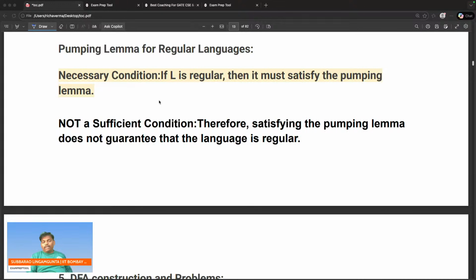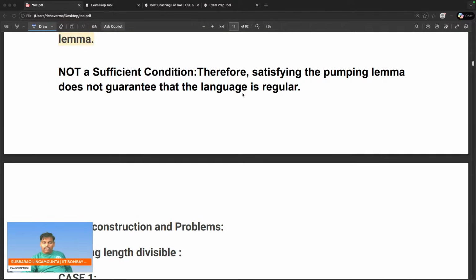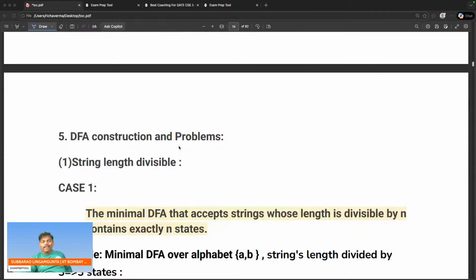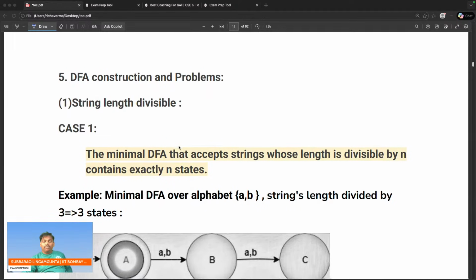Just remember what is pumping lemma. If a given language is regular, it should satisfy pumping lemma. That's it. Pumping constant, they may ask one question, please concentrate on that. In the previous year few questions are there. So remember, it is not a sufficient condition, but it is a necessary condition. Therefore, satisfying pumping lemma does not guarantee that the language is regular. The reverse is not true. If a language is regular, it should satisfy pumping lemma. If something is satisfying pumping lemma, I cannot give a guarantee that it is regular. Be careful. But anyhow, in the GATE examination, we don't use pumping lemma for anything. Just the pumping lemma constant. Please be careful.